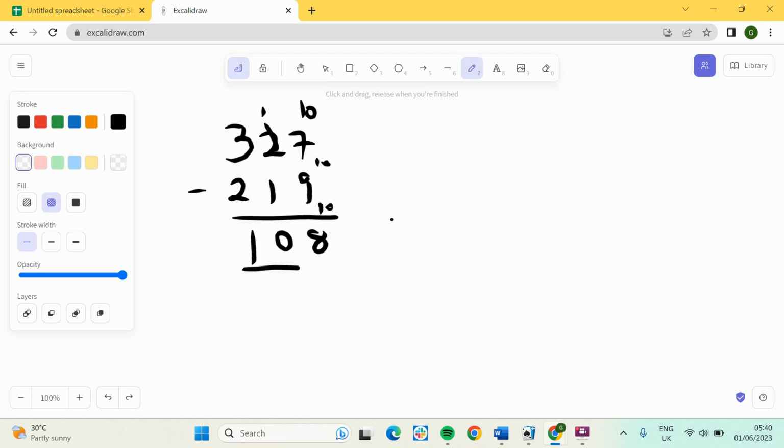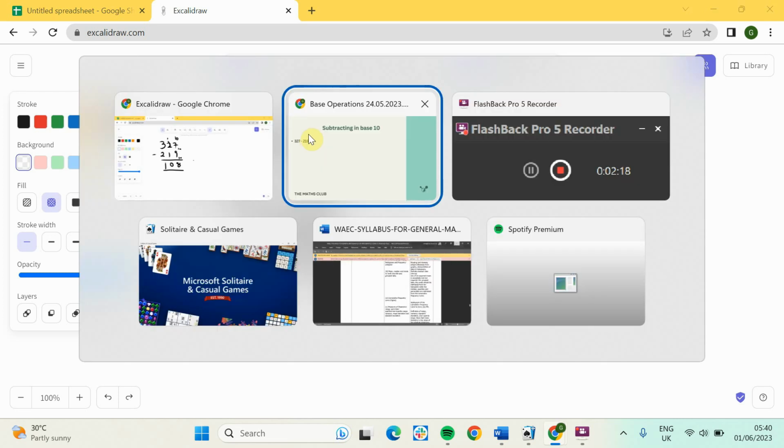So what did I say? If you borrow 1 from this place, what you carry to this place would not be 1. It will be what? The base that you're operating with. So if I was operating in base 8, so what I'll be carrying over here will be what? Would be 8. So that will be 8 plus 7. Let's go further. You see what I'm saying?